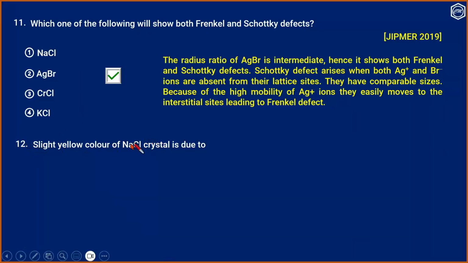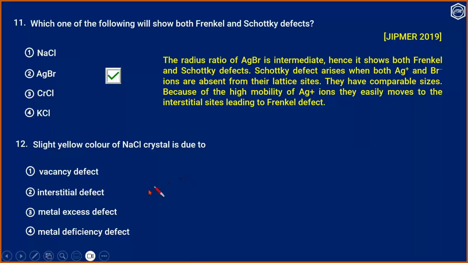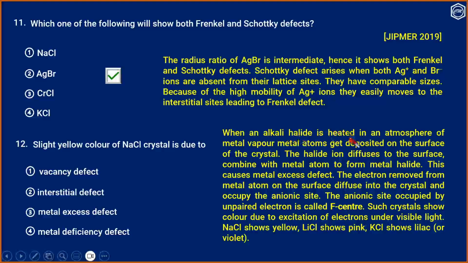Question 12. Slight yellow color of sodium chloride crystal is due to vacancy defect, interstitial defect, metal excess defect, metal deficiency defect. So when alkali metal halide is heated in an atmosphere of metal vapor, metal atoms get deposited on the surface of the crystal. The halide ion diffuses to the surface, combines with the metal atom to form metal halide. This causes metal excess defect.